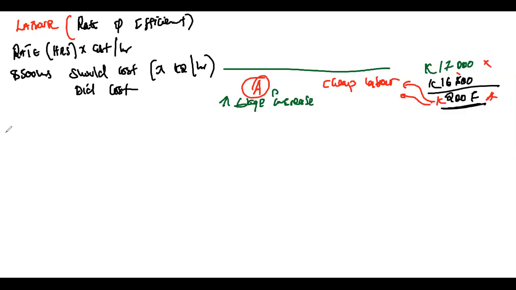Apart from the labor rate, there's another thing we have to look at. The labor has another variance called efficiency. So let's look at the efficiency. We want to say here that the efficiency variance is based on actual production. How long should it have taken you to produce how many units?